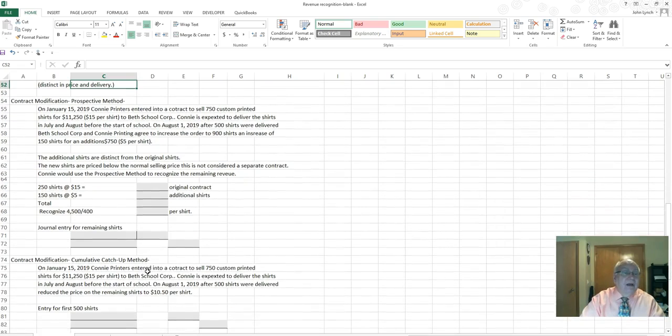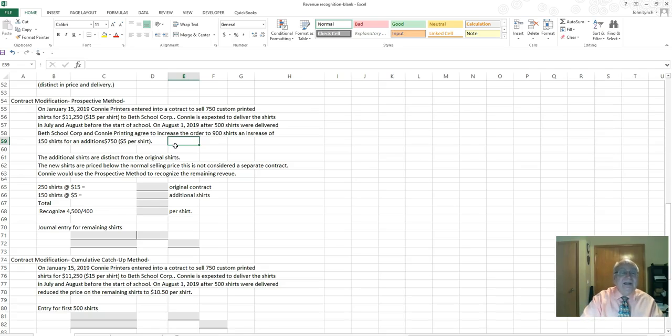Okay. What happens if we do this though? On January 15th, Connie Printers enters into a contract for the 750 shirts with Beth School for $11,250 again. Connie's expected to deliver the shirts in July and August, just as before. On August 1st, though, after 500 shirts were delivered, Beth and Connie Printing agreed to increase the order to 900 shirts, which is an additional 150 shirts at $750 additional cost, or $5 per shirt.